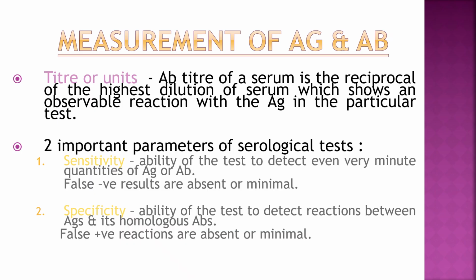Sensitivity: ability of the test to detect even very minute quantities of antigen or antibody. So false negative results are absent or minimal. Specificity: ability of the test to detect reactions between antigen and its homologous antibody. So false positive reactions are absent or minimal.